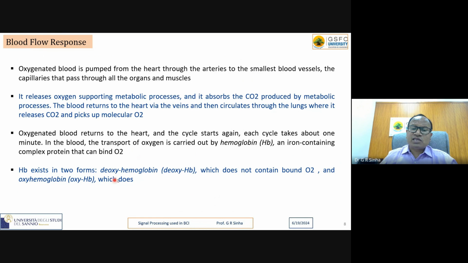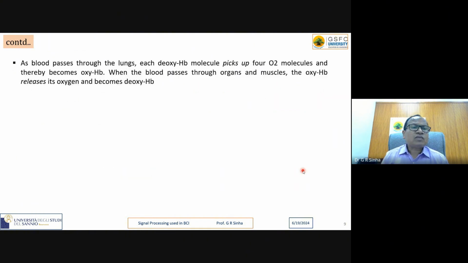It exists in the deoxyhemoglobin form, written as deoxy-Hb, which does not contain bound oxygen, and oxyhemoglobin, which does have bound oxygen. So this is the difference. What is the type of hemoglobin? What is the amount of hemoglobin? That is also tracked in the blood flow by using the technique called functional magnetic resonance imaging. As the blood passes through the lungs, each deoxyhemoglobin molecule picks up four oxygen molecules and thereby becomes oxyhemoglobin.